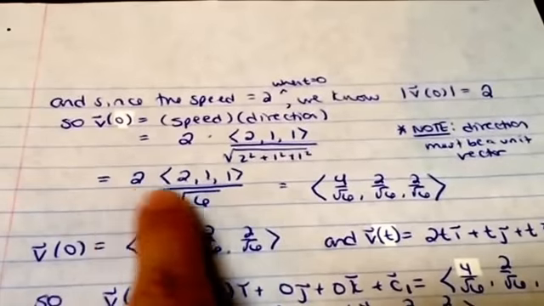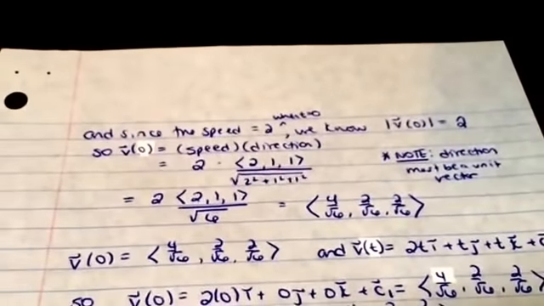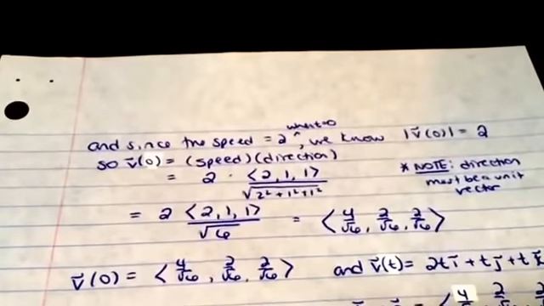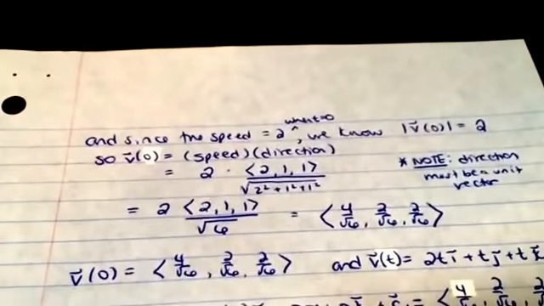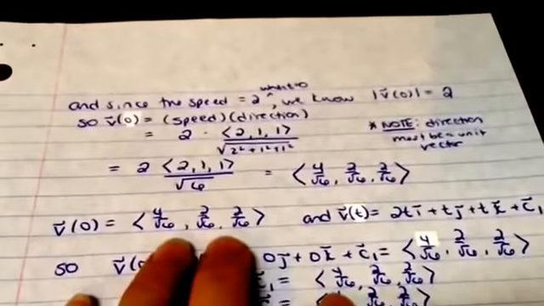So speed times direction, that would be velocity. So velocity is 2 things. The velocity is the derivative of the position function, the r prime, but it's also the speed times the direction. And so if you have speed times direction, you can find velocity that way. So this would be my velocity at 0.